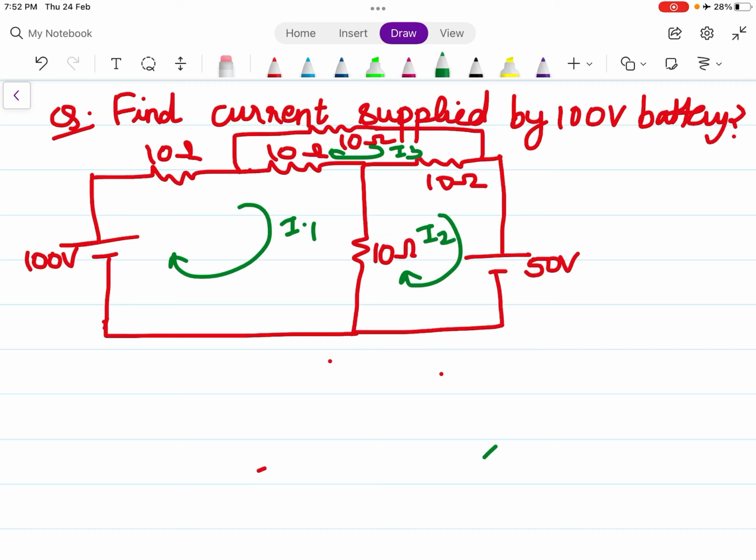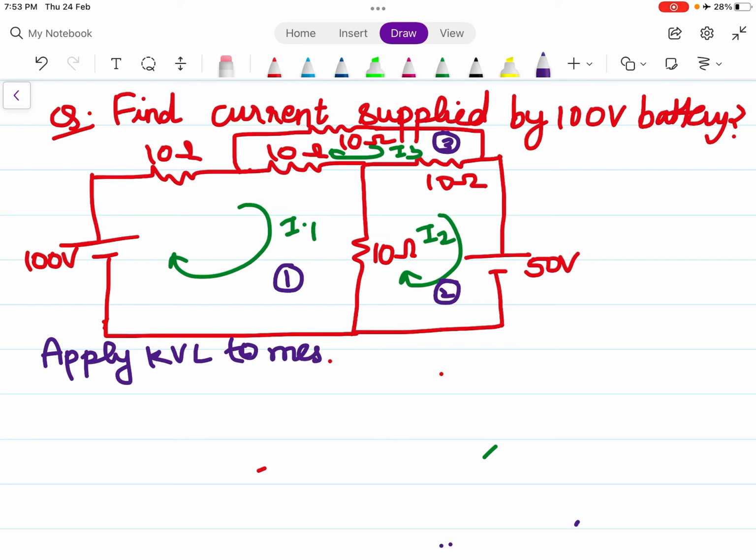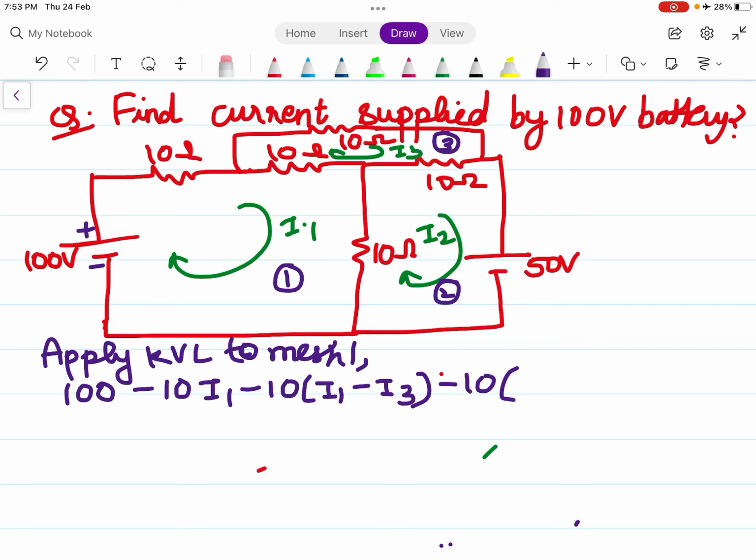So first assume the direction of current and name the current as I1, I2, I3. For simplicity, assume in the clockwise direction. Apply KVL to mesh 1. When I apply KVL to mesh 1, negative to positive, plus 100 minus 10 I1 minus 10 (I1 minus I3) minus 10 (I1 minus I2) equal to 0.